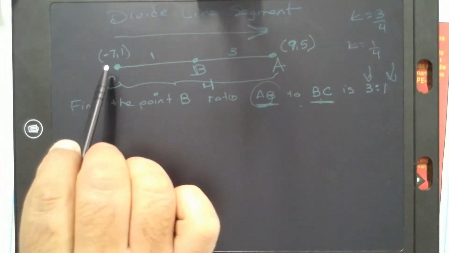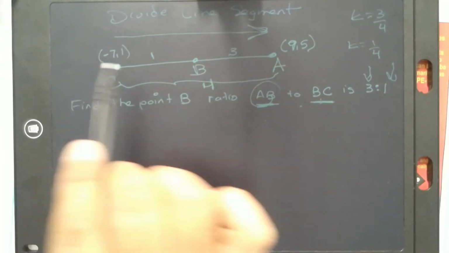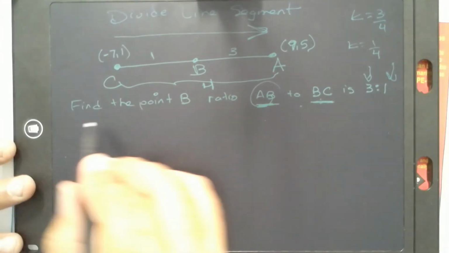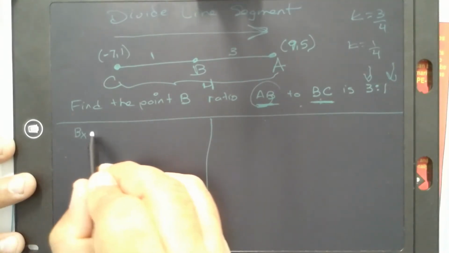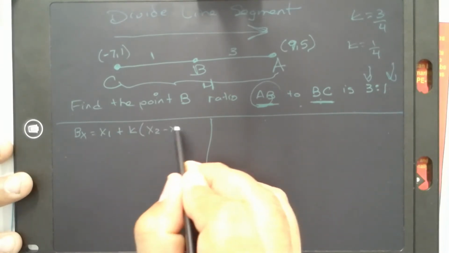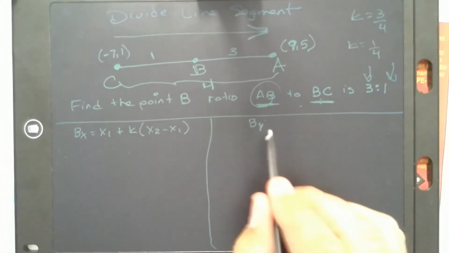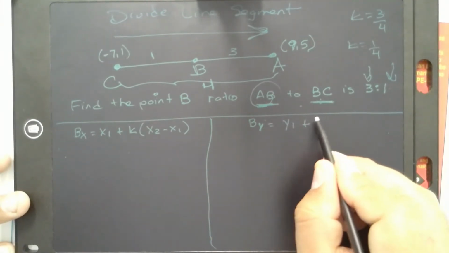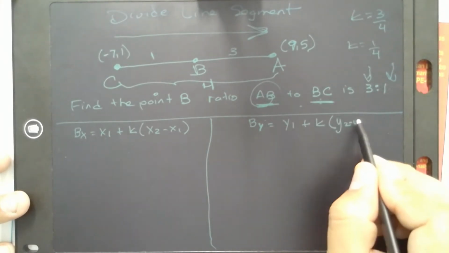All right. This will be your x1, y1. This will be your x2, y2. But my ratio that I will be using here will be what? 1/4. So I could go ahead and do both parts, which is what? Bx is equal to x1 plus k times (x2 minus x1). And then point B, for the y coordinate, that's why I put By, is equal to y1 plus k times (y2 minus y1).